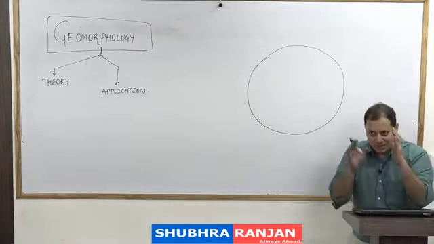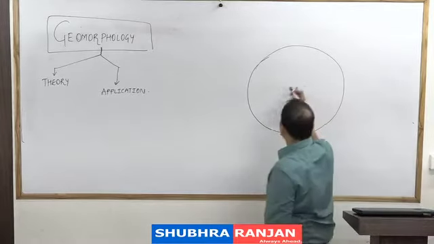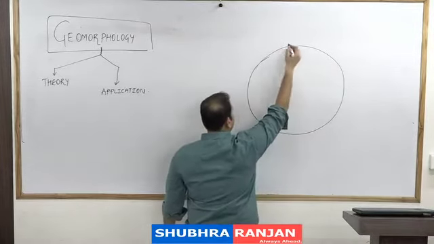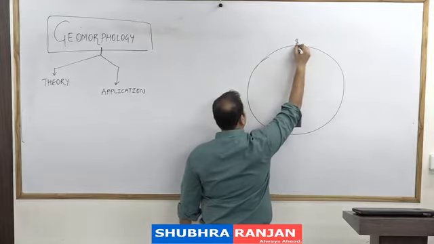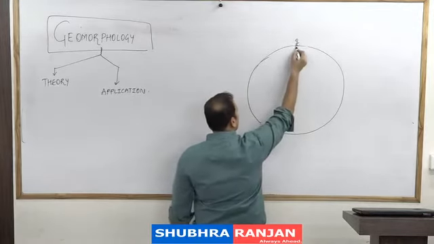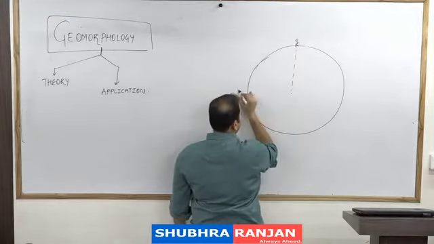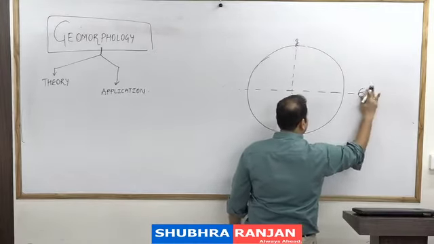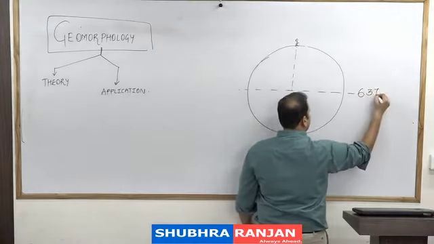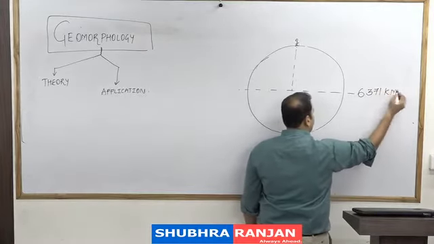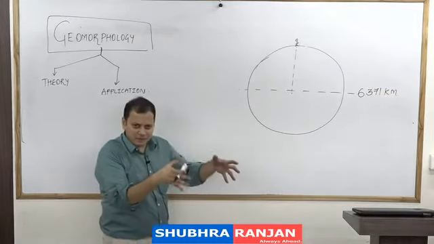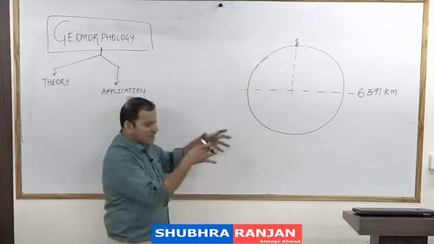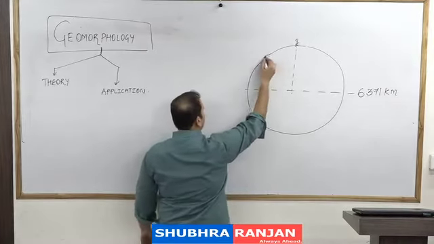Okay, but this Earth, if we consider we are living on the surface of the Earth, then if we go inside, what is the radius of the Earth? The radius of the Earth is 6371 kilometers. This is how deep our Earth is. And this Earth is divided into continents.